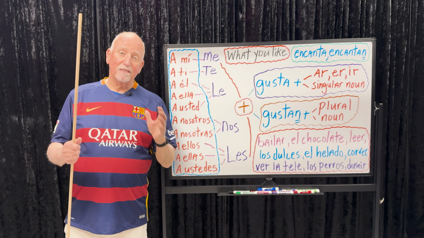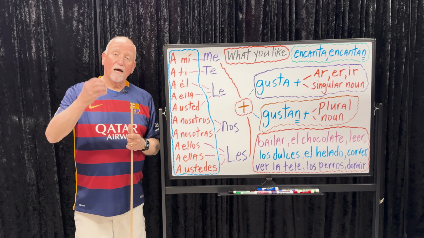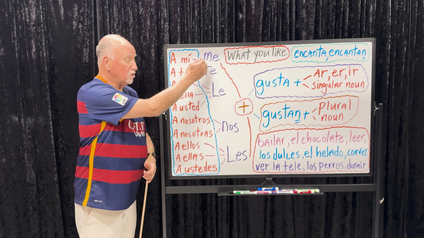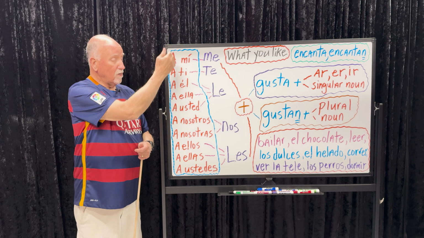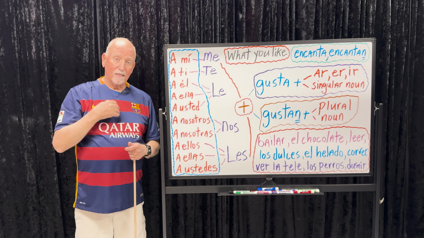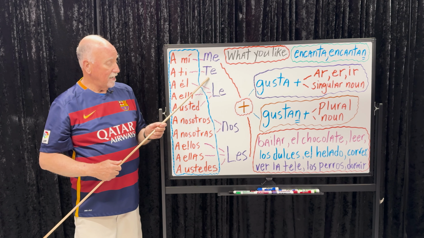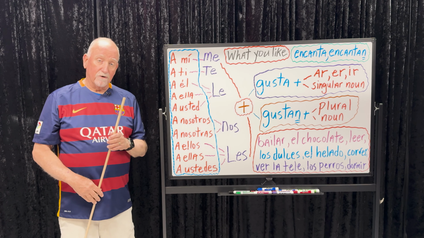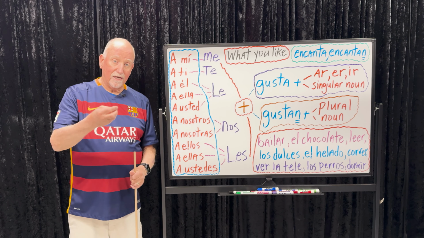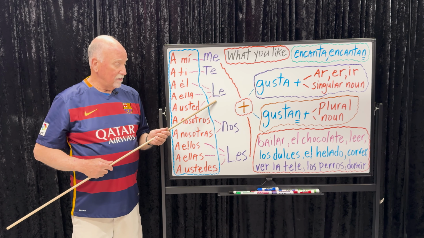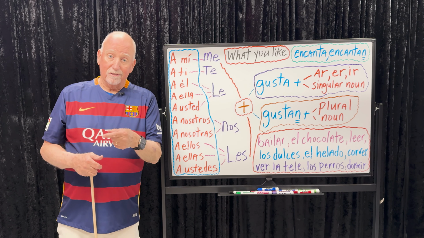Now, let me explain the steps. It's going to be very easy. Step 1 is optional. Step 2, mandatory. Step 3, mandatory. But step 1 is optional. When you want to say I like, you like, or we like, you can start right with me, te, or nos. However, if you want to say he likes, or she likes, or usted, you like, or it likes, the pronoun that goes with it, they're all le. So when you say le, it could refer back to him, or to her, or to usted, you, or to it.